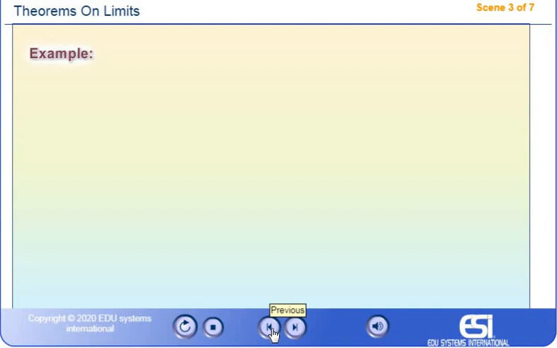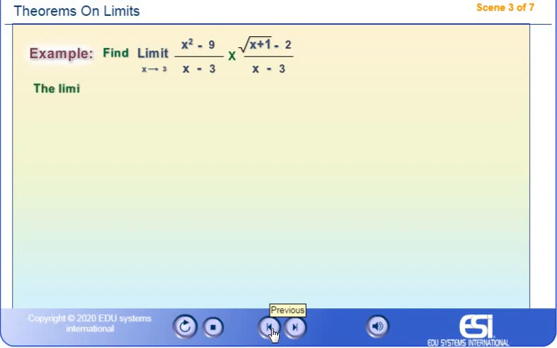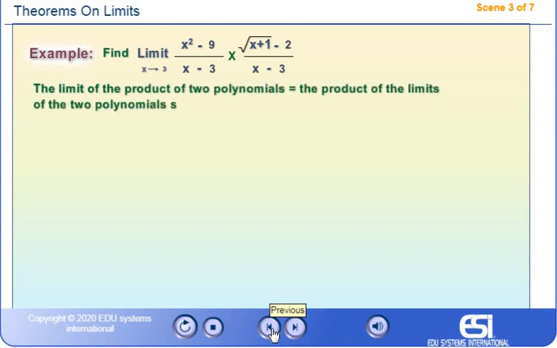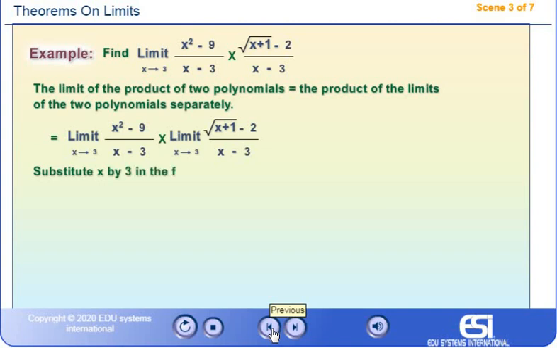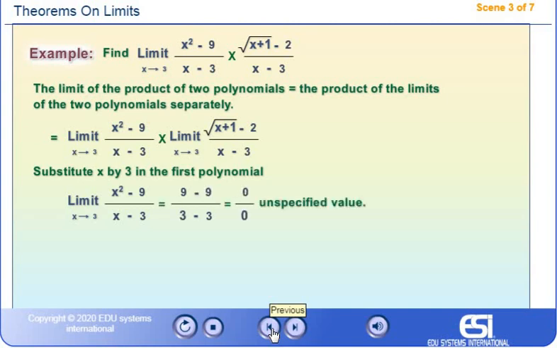In this example, find limit of x power 2 minus 9 over x minus 3 multiplied by square root of x plus 1 minus 2 over x minus 3 as x tends to 3. According to Theorem 2, the limit of the product of two polynomials equals the product of the limits of the two polynomials separately, as shown. Substitute x by 3 in the first polynomial. The answer is the unspecified value, 0 over 0.